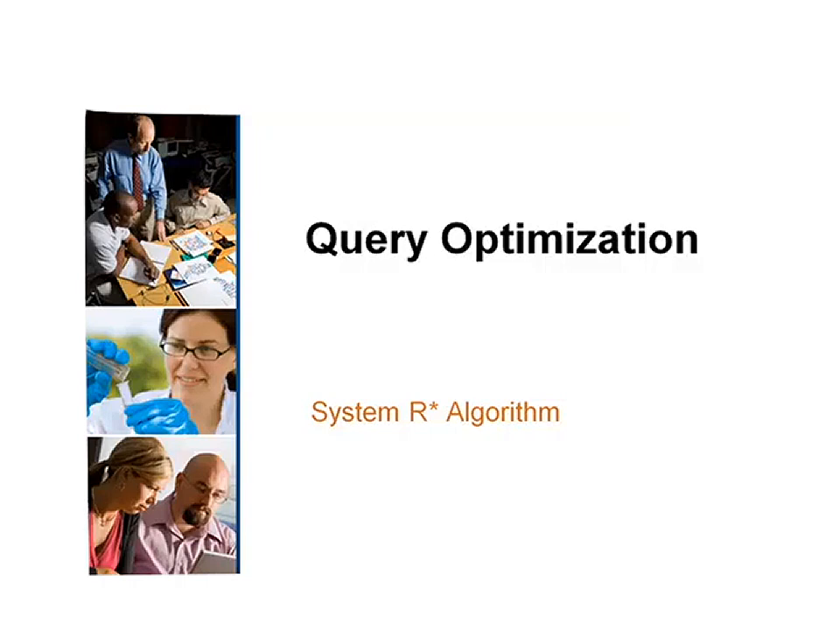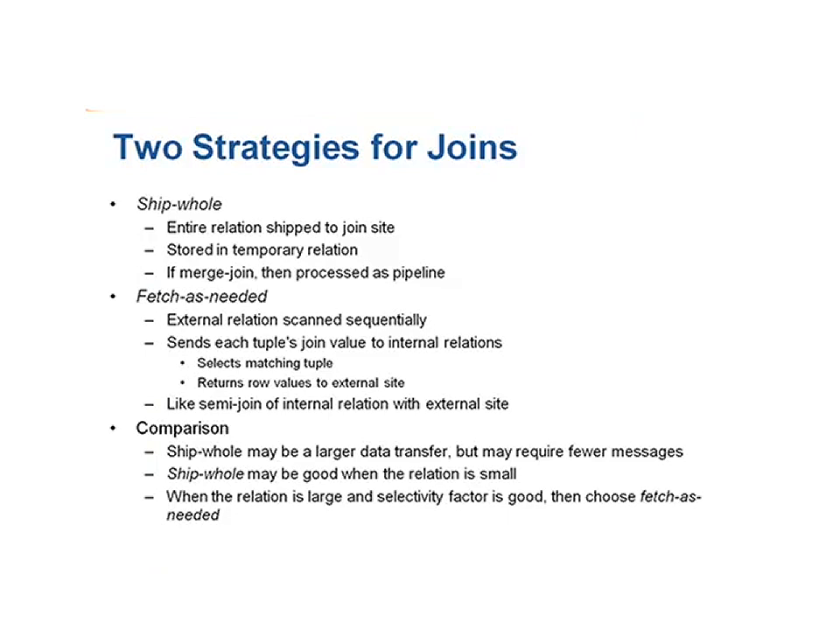Welcome to Query Optimization. In this unit, we'll discuss the System R star algorithm. This is distributed System R. There are two strategies for joins.